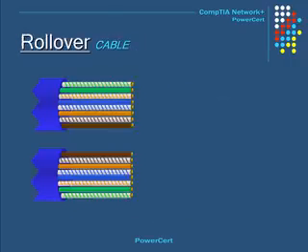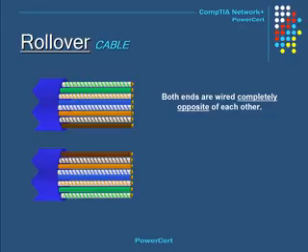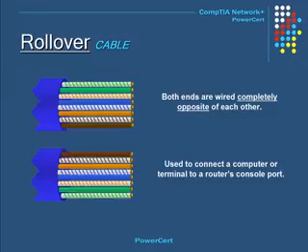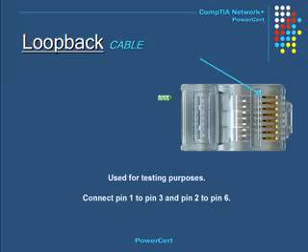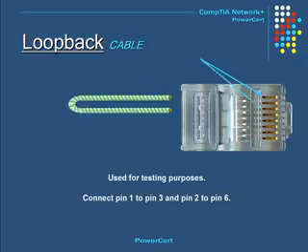A rollover cable is created when both ends are wired completely opposite of each other. These are used to connect a computer or a terminal to a router's console port. And a loopback cable is for testing purposes. It's to make a computer think that it's connected to a network. And to make a loopback cable, you connect pin 1 to pin 3 and pin 2 to pin 6.